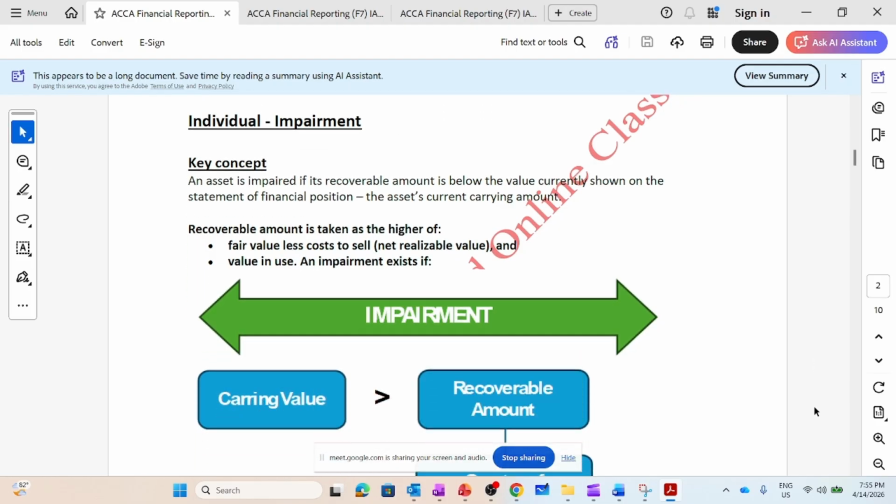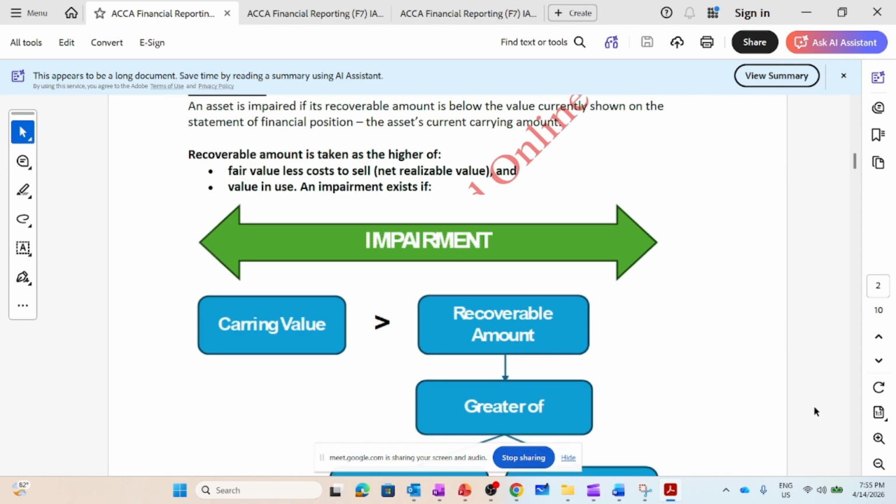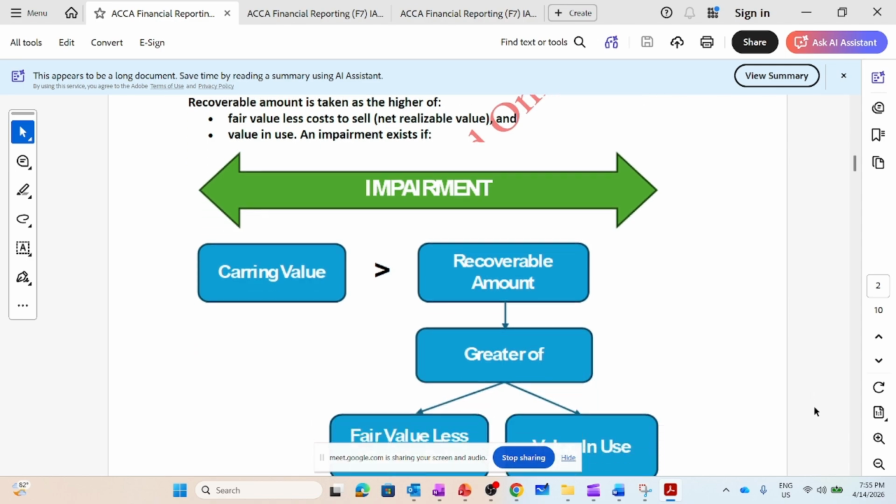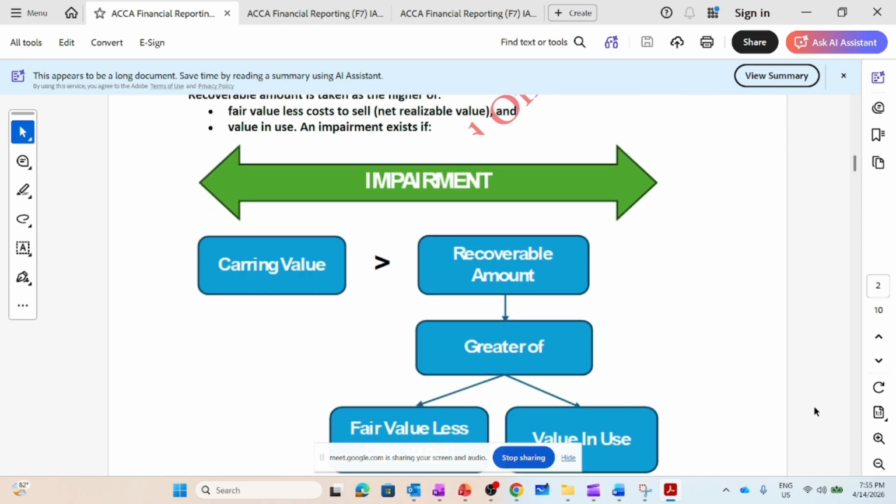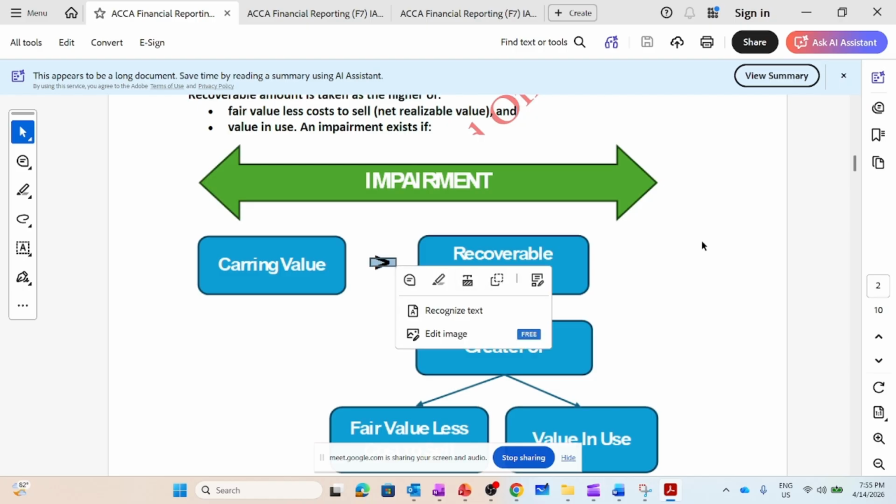So basically, this is what you need to know from the diagram. We can only get impairment when the carrying value of the asset is greater than the recoverable amount. Again, you see the sign of greater than. The carrying value is greater than the recoverable amount. That's the time we are going to get our impairment. Now, for example, in real life, let's assume the company has a motor vehicle.